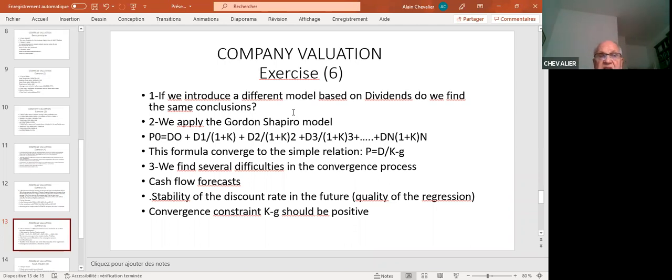And the hypothesis is that dividend will be distributed forever. But we have different questions to solve. The first one is what should be here the discount rate? What should be the discount rate?